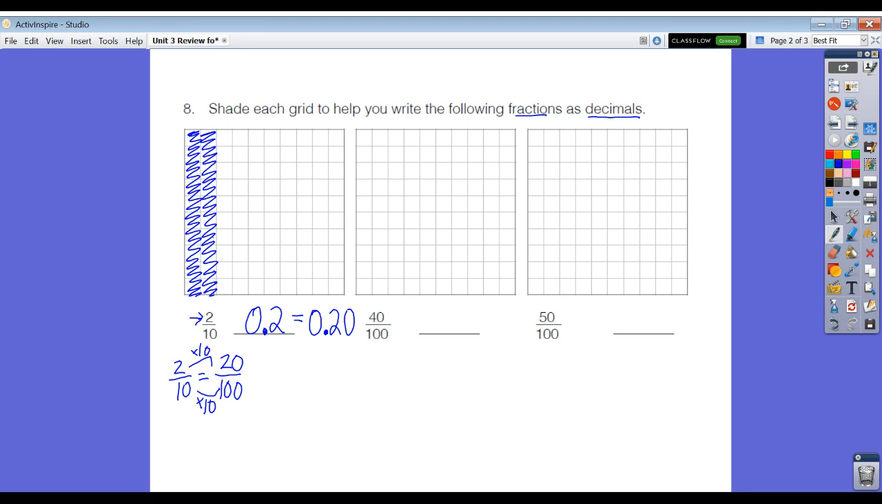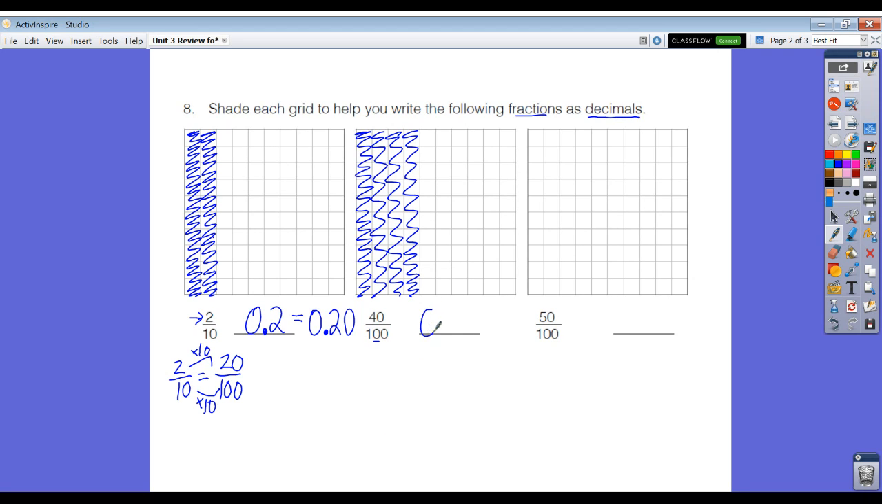Now it wants 40 hundredths. Okay, so now it gave it to me out of 100. So I know I need to shade in 40 of these. So I'm going to count by tens again, just to make it easier for me. 10, 20, 30, 40 out of 100. My shading wasn't as beautiful. No, you'll do a more careful job than that, but you get the idea.